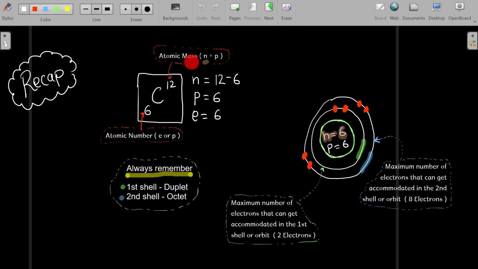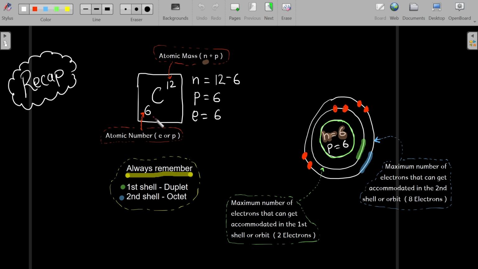So, the atomic mass is basically the sum of neutrons plus protons, whereas the atomic number lets you know the total quantity of electrons or the total quantity of protons, right? Now, by looking at this elemental notation, the symbol and these two numbers, we can find out the number of electrons, protons, and neutrons.